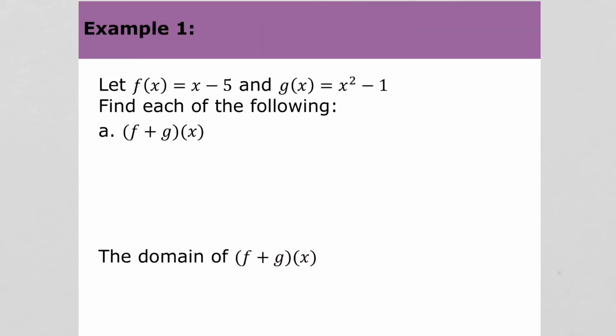Let's try it out. So the first one, we're going to add, where f of x is x minus 5 and g of x is x squared minus 1. This means the same thing as f of x plus g of x. So we take f of x, that's x minus 5, and we add to it g of x, that's x squared minus 1. All we need to do is combine like terms and put things in a nice order. So x squared plus x and then minus 6. And that's as far as we can go.